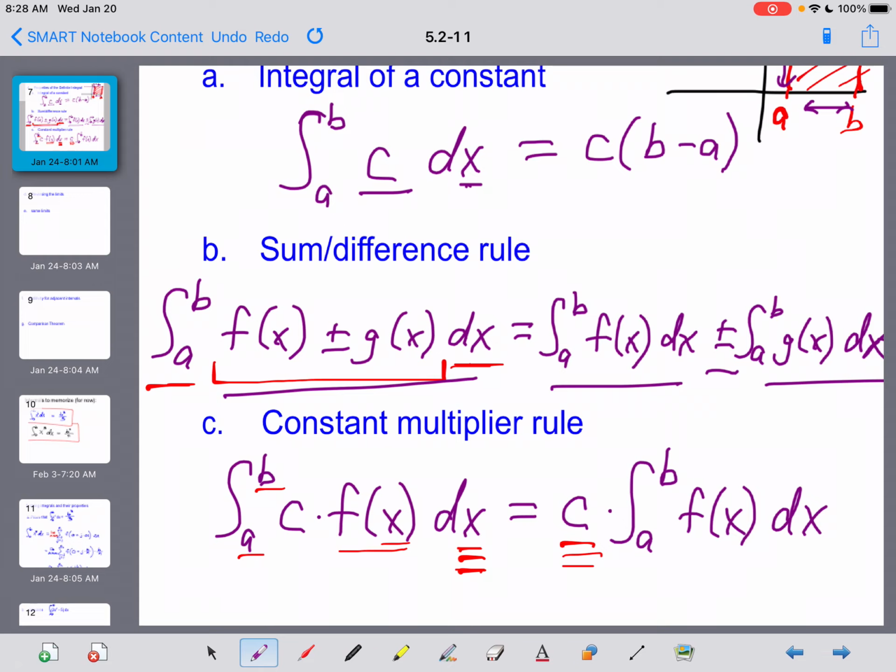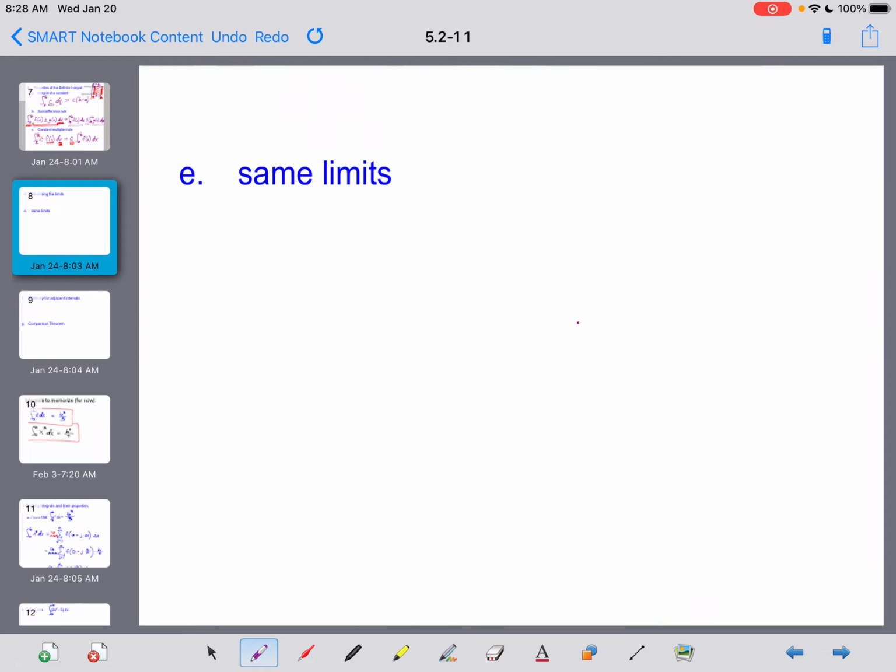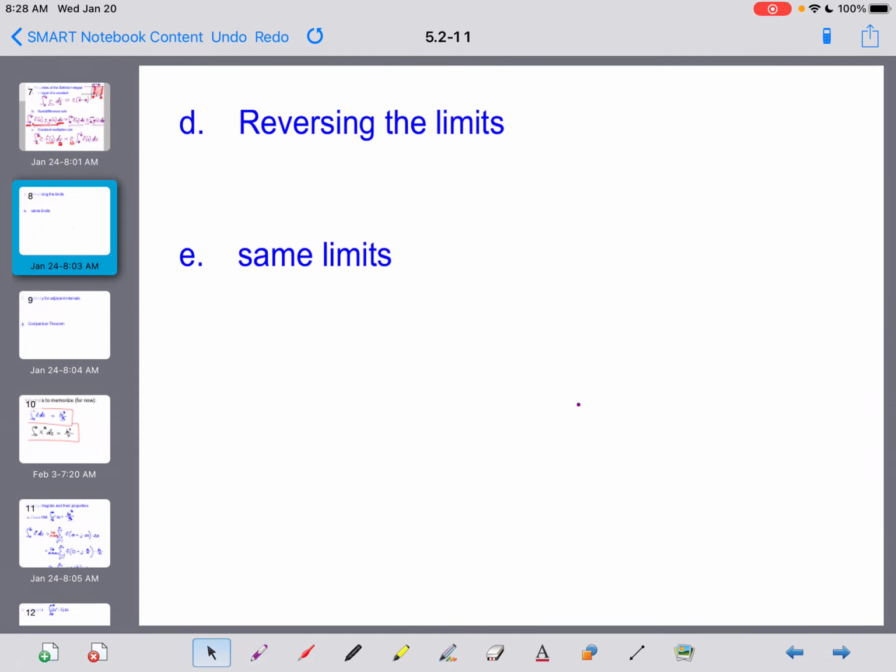Okay, so that was C, the constant multiplier rule. Looks like I skipped one right here. There we go. D, reversing the limits. This is a property that's not super hard to understand, but a lot of people then kind of wonder, well, why would we do that? And I've got to tell you, this one will come up kind of organically, and you'll see it at the time, and I'll go, oh, remember that property? You guys didn't think we were going to use it at all.